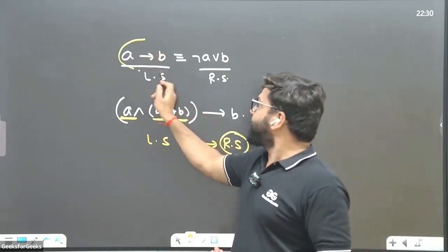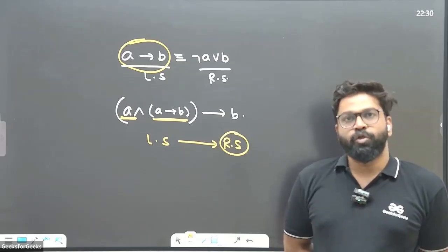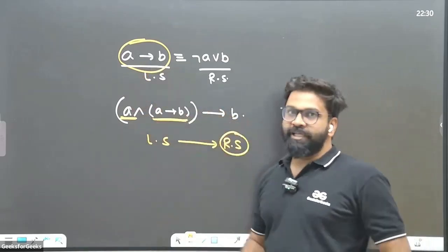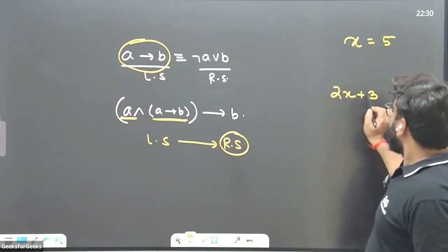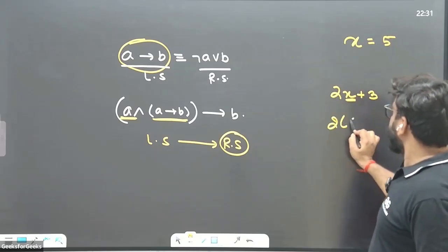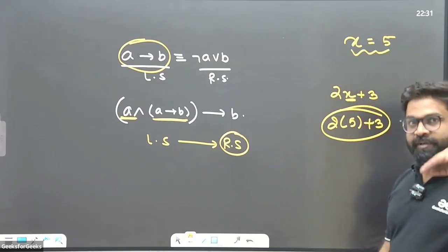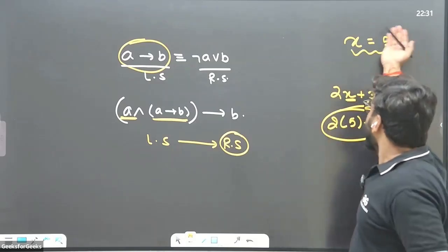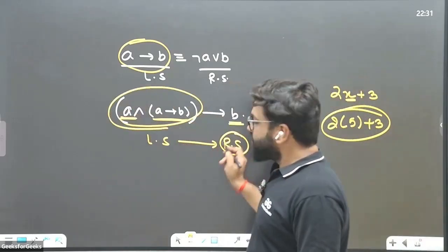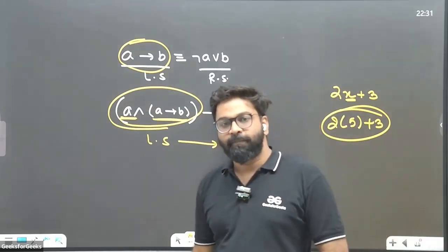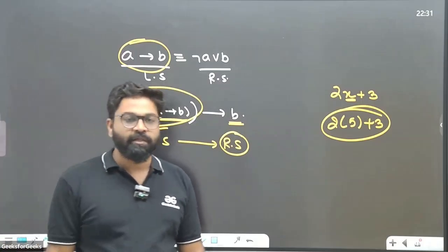So implication is a different thing, while equivalence is a different thing. Equivalence means whenever you have A implies B, in place of A implies B, you can write negation of A or B. For example, suppose x is equal to 5, and I write 2x plus 3. In place of x I can write 5, so 2 times 5 and then plus 3. This is mathematics, because x is equal to 5, so in place of x you can write 5. That is valid. But here it is saying that this whole thing is implying B, so it is implying, not equivalent. Implying is a different thing, equivalence is a different thing. There is a difference in that.